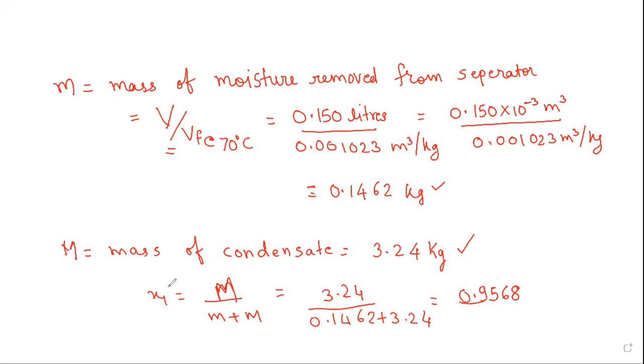So how do you find x1? X1 you find from the mass readings, actually the volume readings which you have taken, that is M and capital M. Okay, and then we move on to calculate the value of x2. Now how do you calculate x2? Let me show you the calculation of x2. X2 calculation is very important.